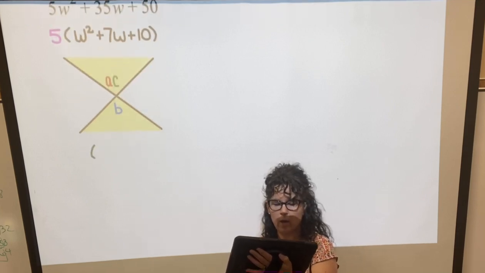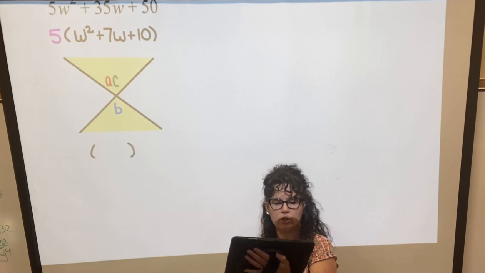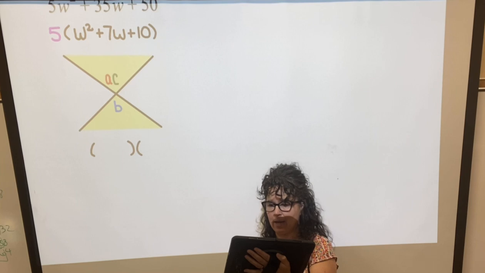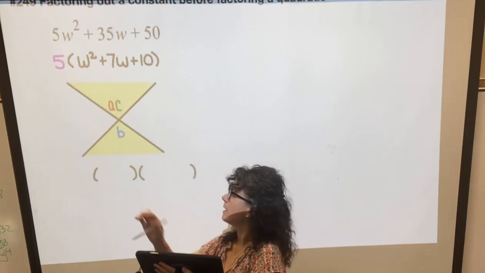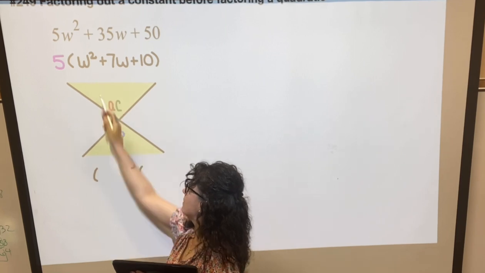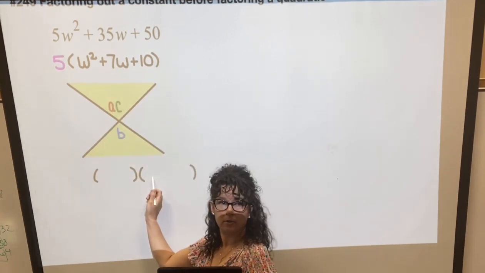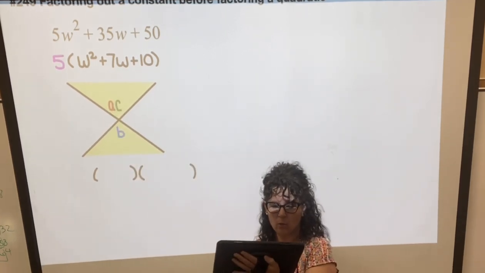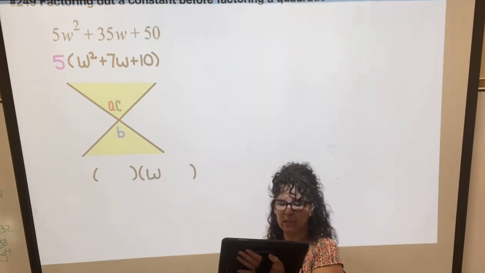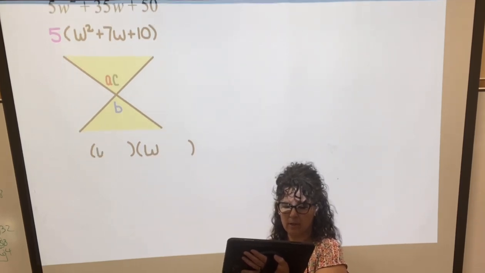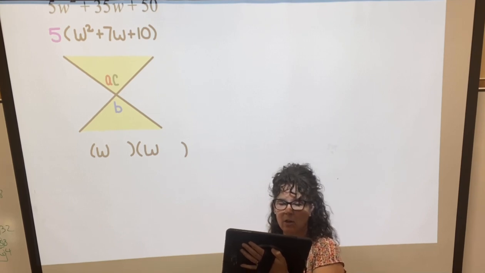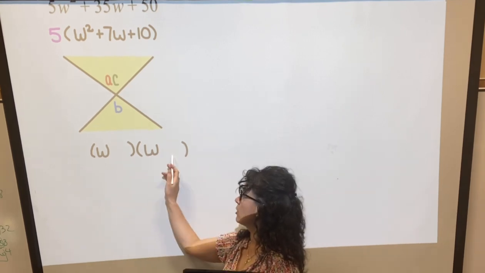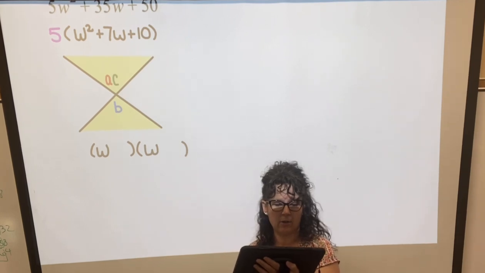The only way that I'm going to get back to w to the second power is if I multiply w times w. So I already know that what's in the front here is going to be w and w. We're using this X to help us figure out what should go here and here.